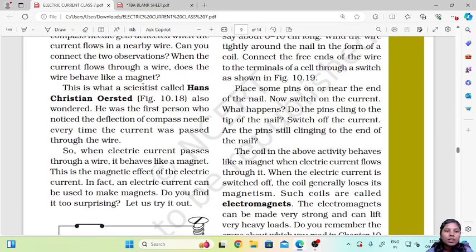So this is what a scientist called Hans Christian Ørsted also wondered. He was the first person who noticed the deflection of a compass needle every time the current was passed through the wire. He was the scientist who first noticed that every time there was current being passed, there was some kind of deflection happening to the compass needle.